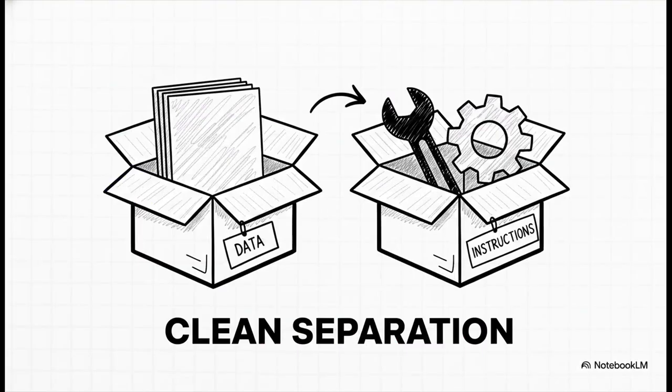Now here's the ultimate payoff for doing this. Let's say you paste a student essay into a prompt and ask the AI to grade it. Without tags, the AI might accidentally start following instructions that were actually written inside the student's essay. It happens all the time. But if you wrap the essay in document tags and your grading directions in task tags, you completely eliminate that confusion. The tags keep your data safely separated from your instructions.